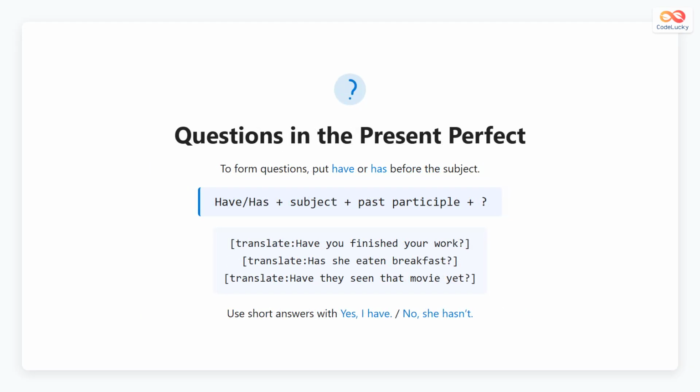To ask questions in the present perfect tense, begin with have or has, followed by the subject and the past participle. For example, have you finished your work, has she eaten breakfast, and have they seen that movie yet? Short answers are formed using yes or no plus the subject, and have or has, such as yes, I have, or no, she hasn't. This pattern is essential for making questions sound polite and natural in English conversation.